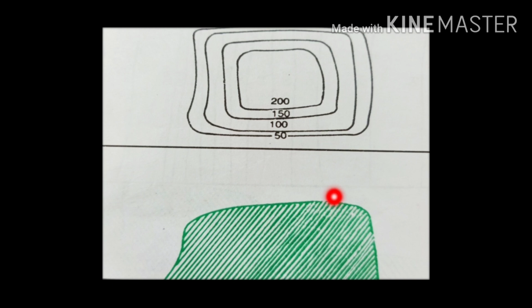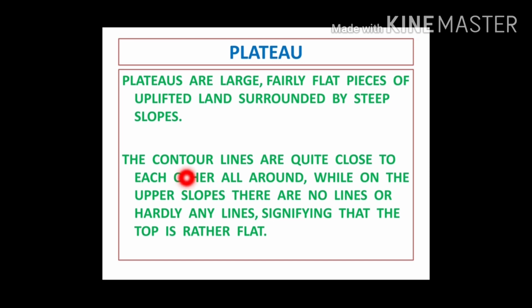Now students, this is a plateau. This is the contour arrangement. You can see that the center is almost flat and there are no values here because it shows that the upper portion, the topmost part of the plateau, is almost flat. The contour lines are quite close to each other all around because the slope is steep, while on the upper slopes there are no lines or hardly any line, signifying that the top is rather flat.